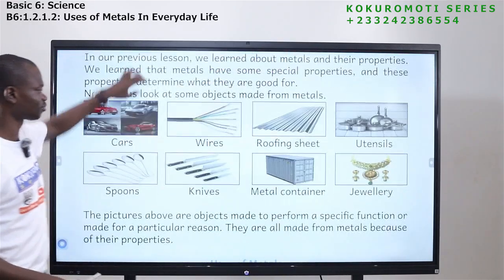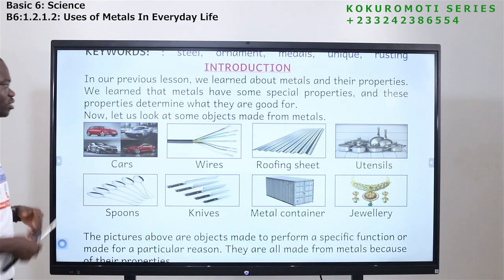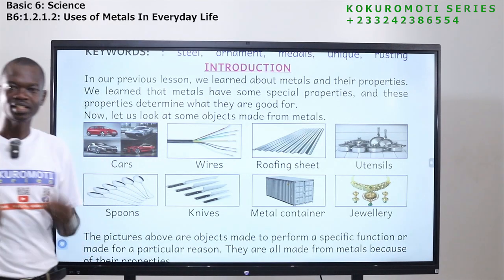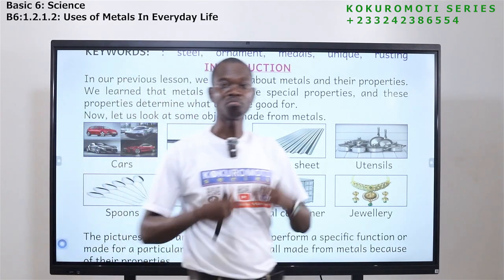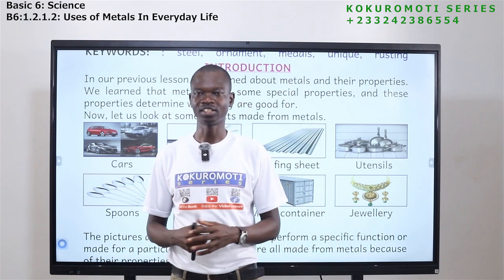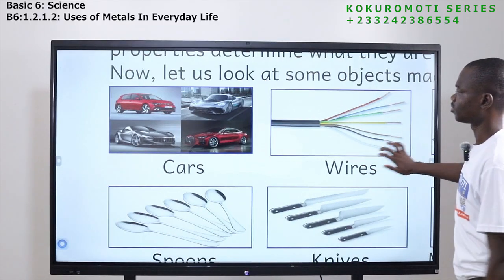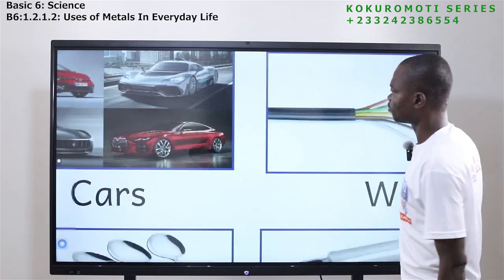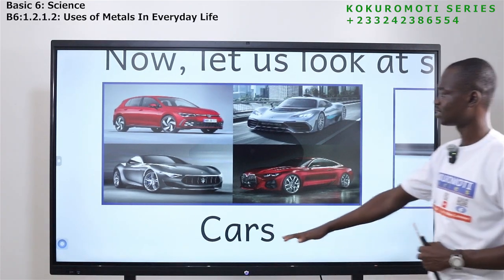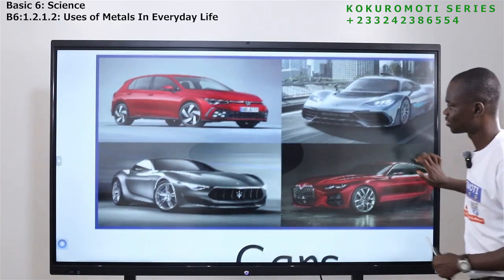Now let's look at what we have here. In our previous lesson, we made mention of the things that we see around. And we said that some of the things that we see around, most of them are metals. Most of them are made of what? Metals. So if you look at these pictures, you can see that we have all these things made of metals. What do you see here? These are cars. Very beautiful cars, nice cars.